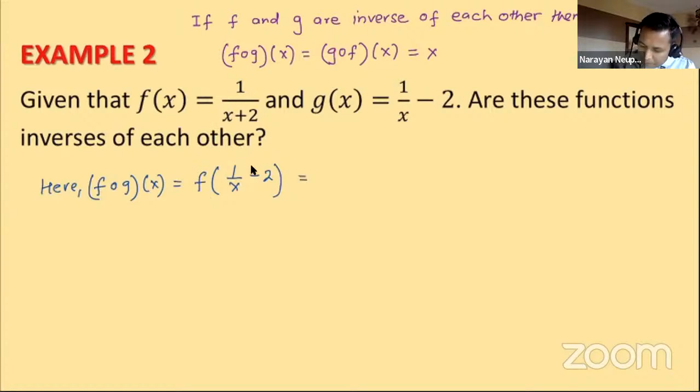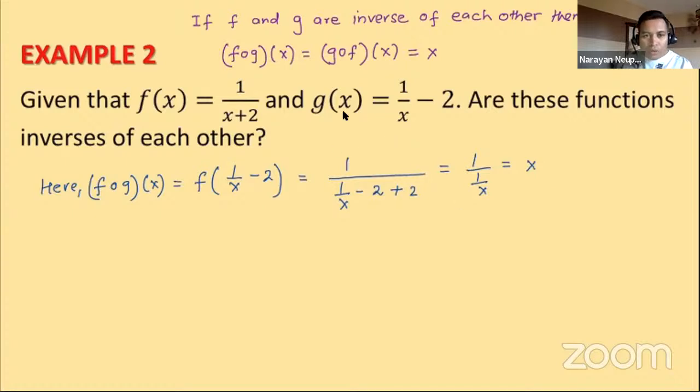So it will be 1 over, now in place of x we are plugging in this value because this is the input. So 1 over x minus 2 for this one, and we have a plus 2 there. So basically in the denominator, 2 and 2 cancel, we get 1 over x. 1 over x is the same as the reciprocal of 1 over x, and the reciprocal of 1 over x is x. So the first condition, f∘g of x equal to x, is true here.